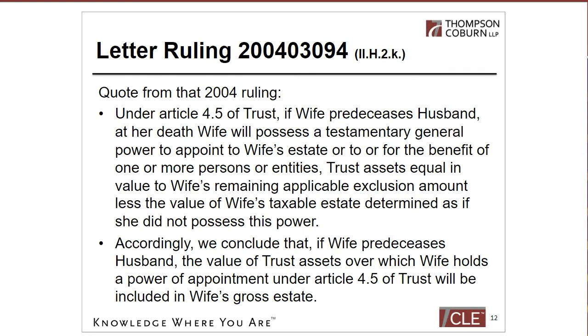All right, so here's another letter ruling that talked about basis step up. So I'm going to go through this one and another one, and then I'm going to talk about the law that really applies here. All right, so here's a 2004 private letter ruling. And here's some quotes from it. So you can see that here the wife has a testamentary general power of appointment to appoint trust assets equal in amount to her remaining applicable exclusion amount, less the value of her taxable estate determined as if she did not possess the power. So in that case, the assets over which she had a power of appointment were included in her estate.